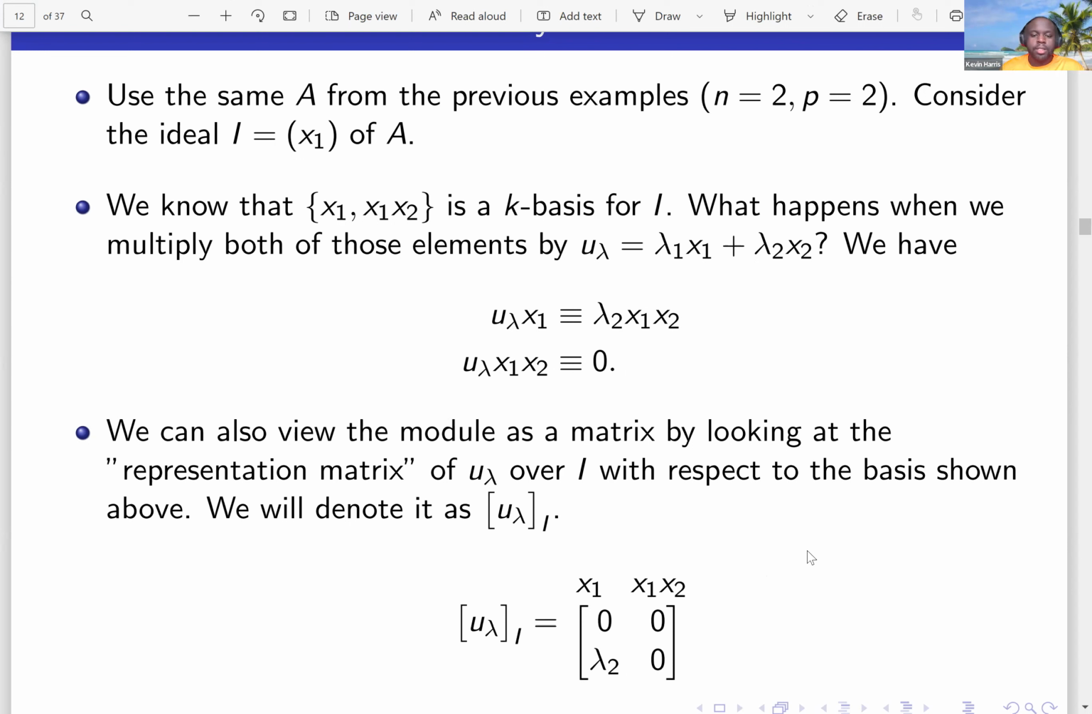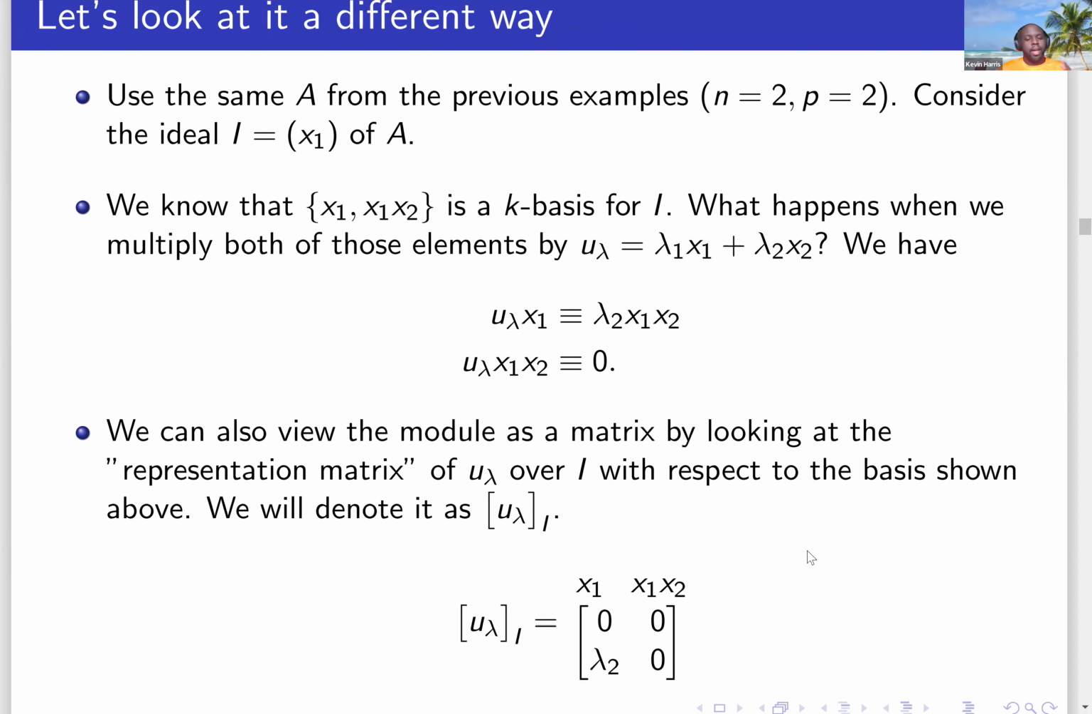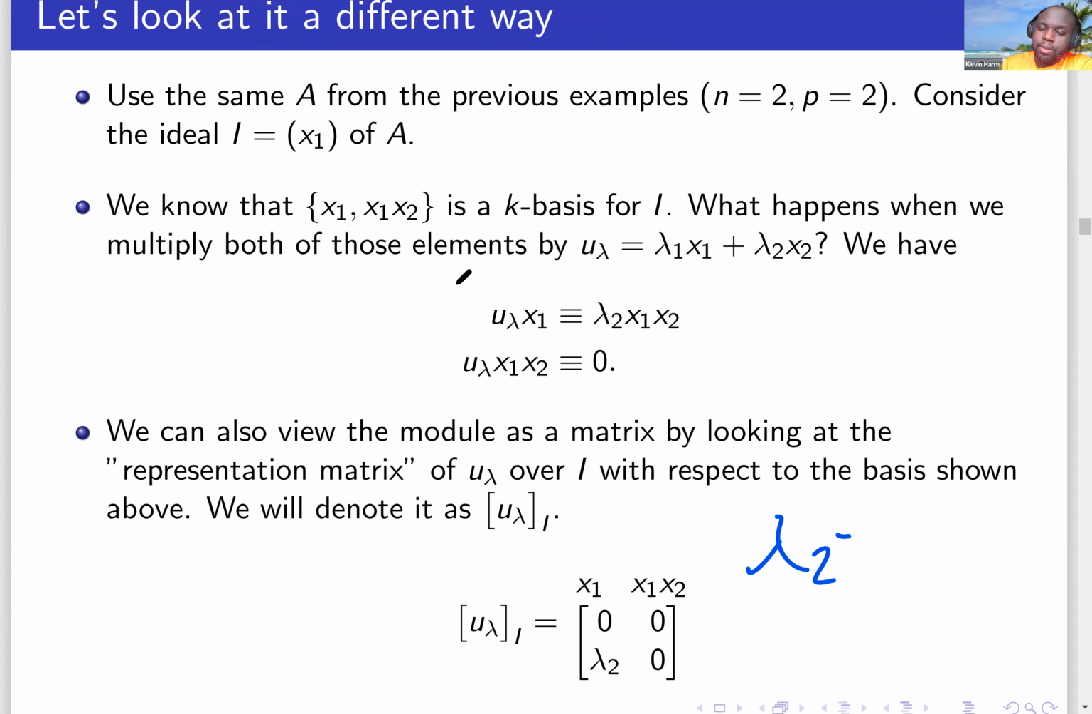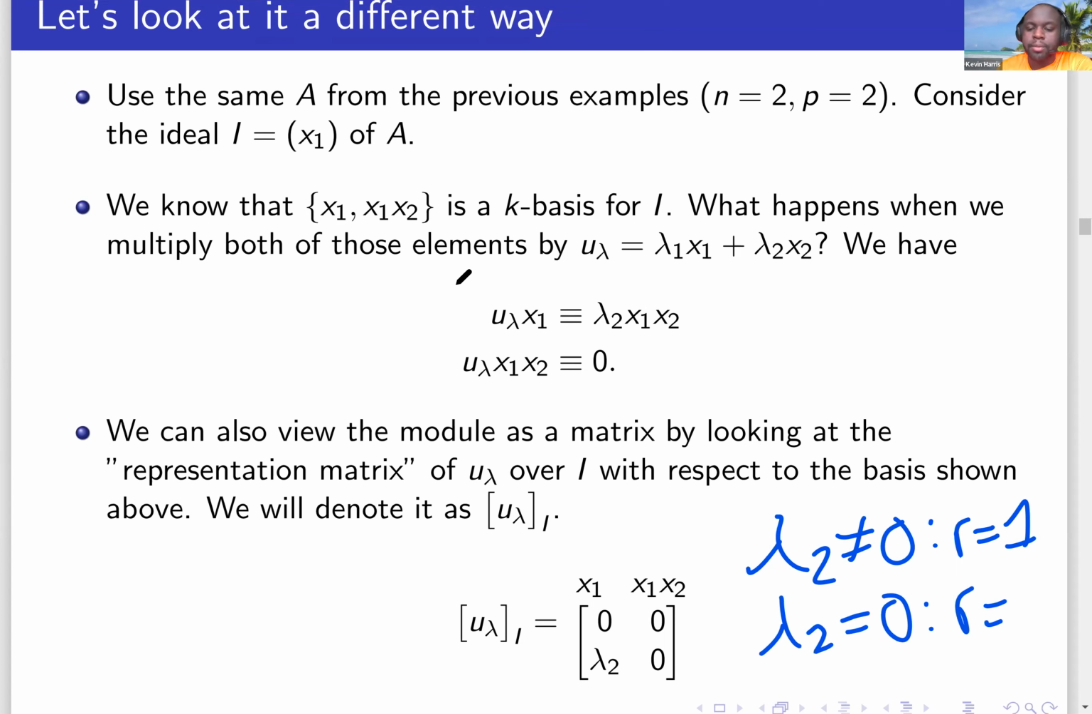When we look at this matrix closely enough, you can see that its rank will change based off of what's happening with lambda 2. I'm going to try to use my drawing tool again. If lambda 2 is non-zero, and I'm going to put R for the rank, then the rank of this matrix is just going to be 1. But if lambda 2 is equal to 0, then of course the rank of this matrix will be 0, because it's just going to be the 0 matrix.